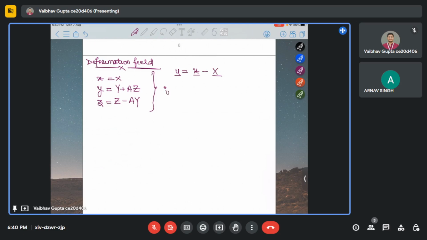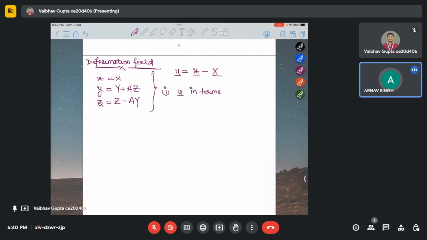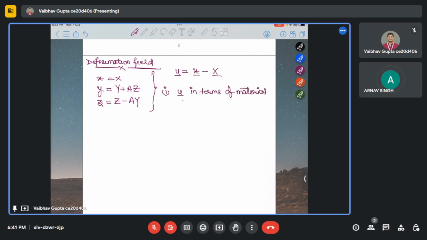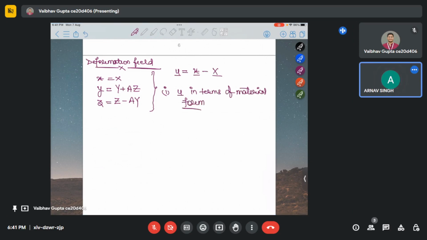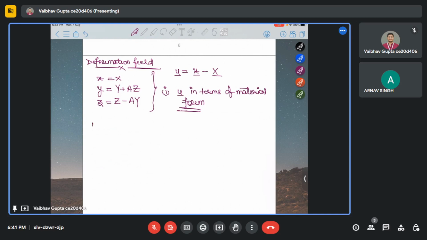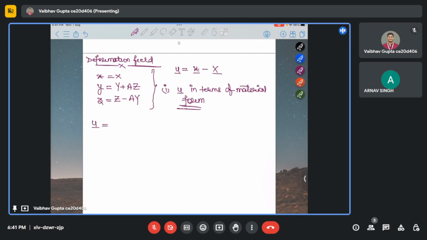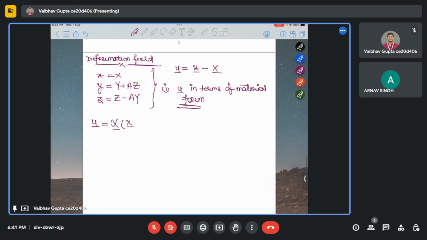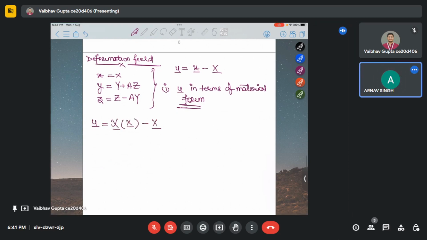First you have to find U in terms of capital X, the material form. First we'll do the material form. Now how will you do it? You just need to convert small x into capital X vector, with the help of the deformation field. Yes, sir. You use this.